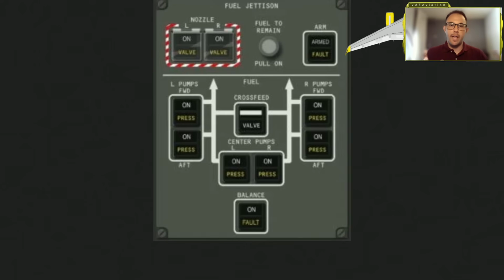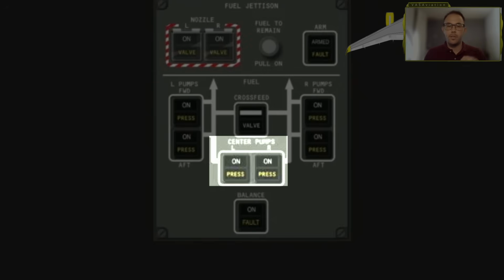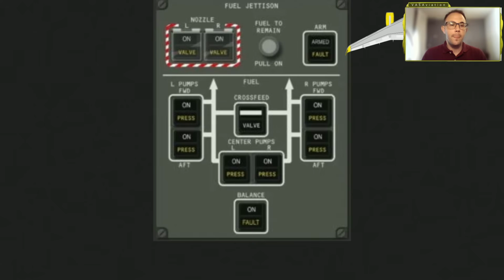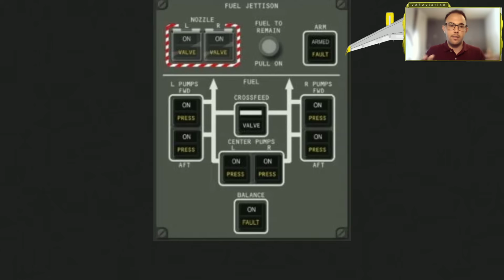So basically, we have 2 fuel pumps per fuel tank. We have 2 fuel pumps on the left side, 2 on the right side, and 2 for the center tank. We also have a crossfeed valve, as we do in the Cessna Citation, and then we have a balance button there at the bottom. I guess that balance control is just to balance the fuel automatically, so it can move fuel from one side to another, just to have both wings as balanced as possible.